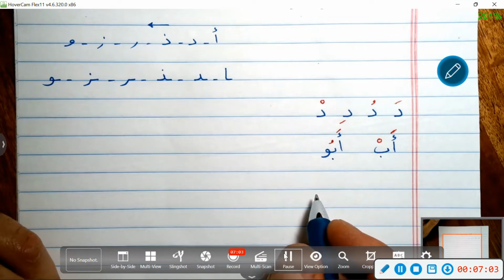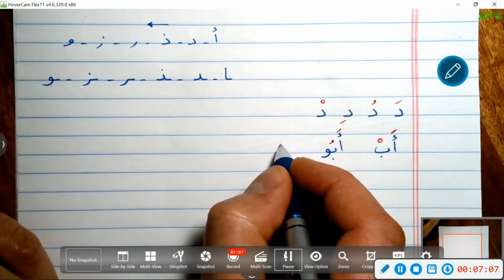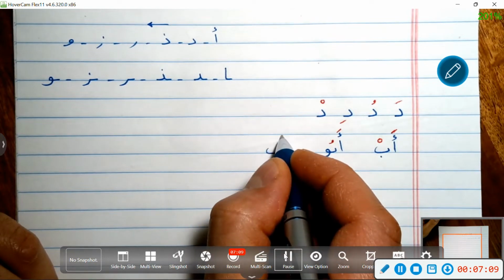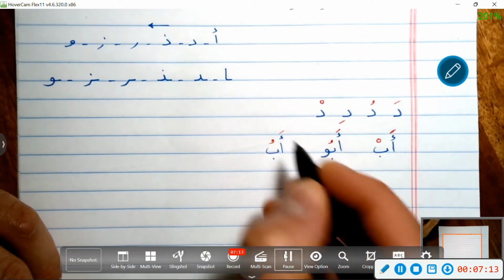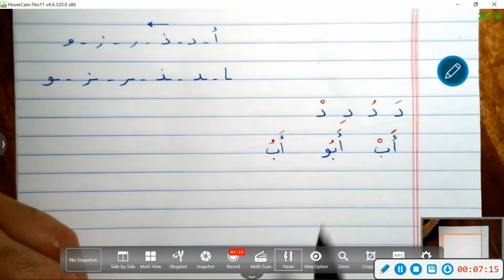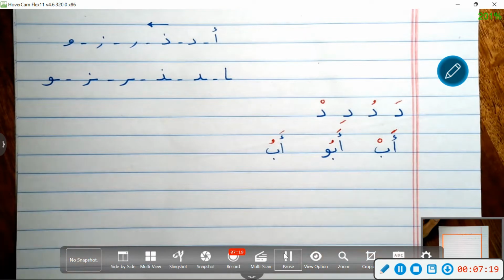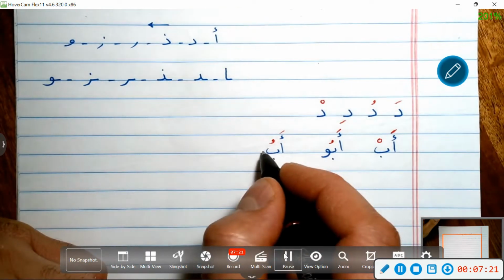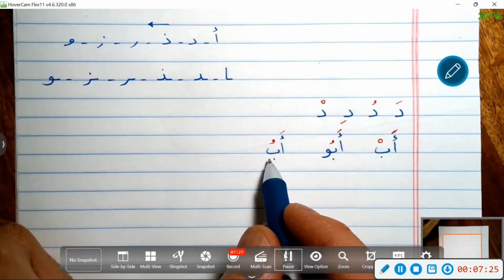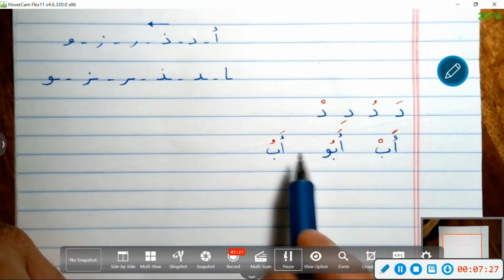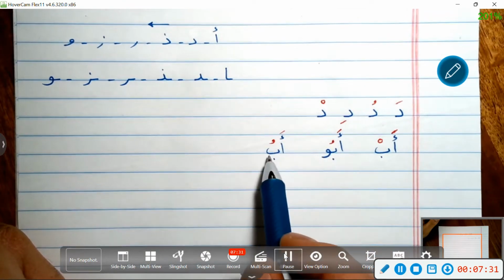Now, if I want to say abu, not abu, I can say alif and dhamma. Abu, not abu. Now, there is no such word in Arabic, so we just write this to demonstrate the differences between short vowel and long vowel, between short sound and long sound.